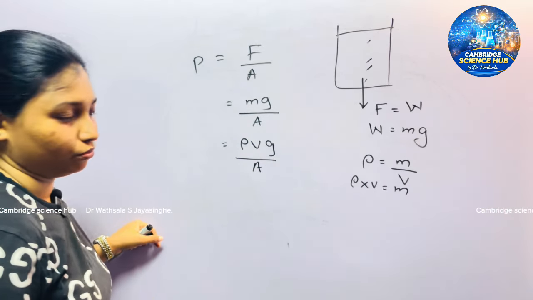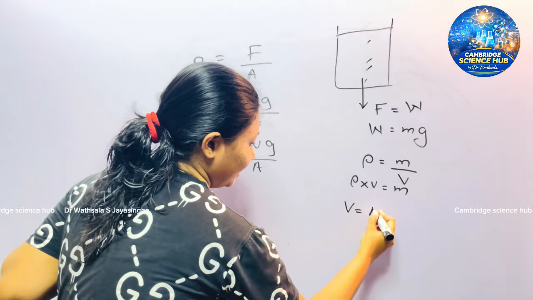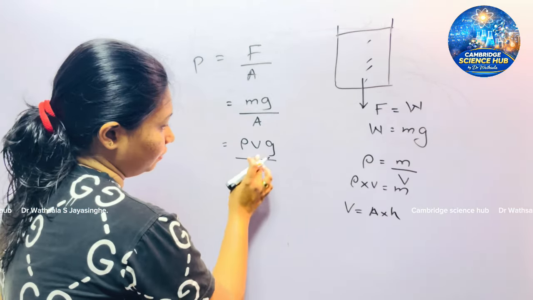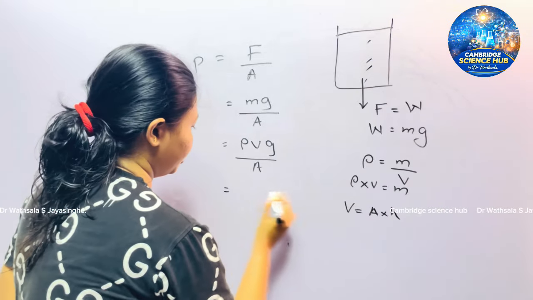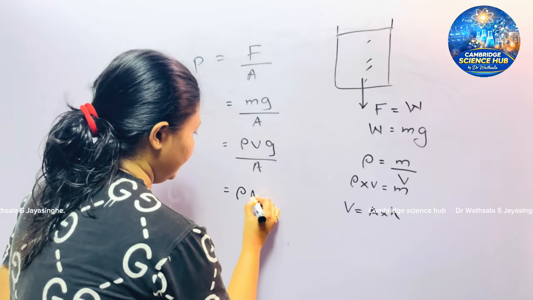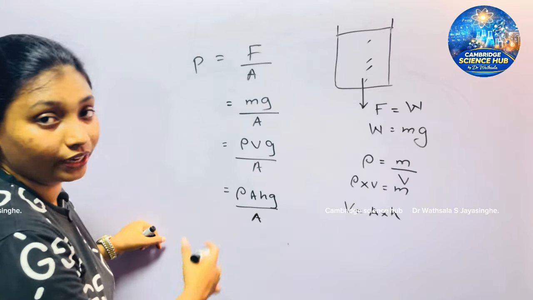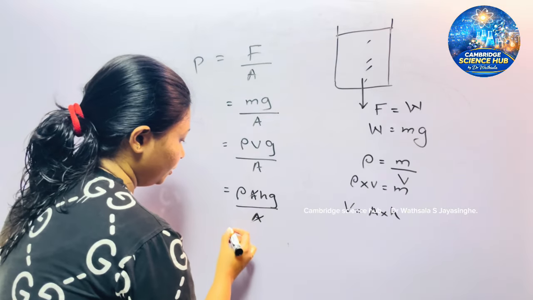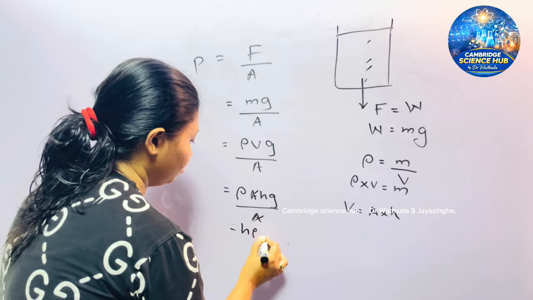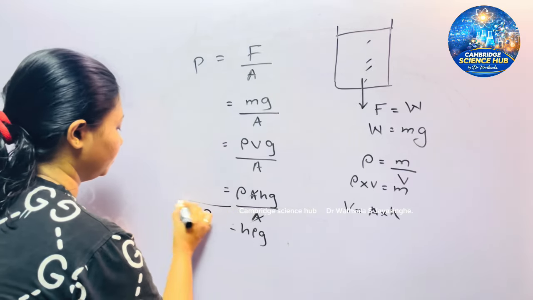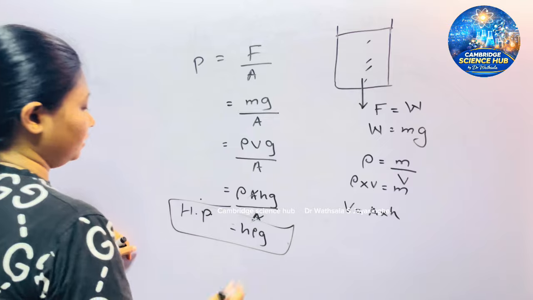Now what is volume? Volume means area multiplied by height. So instead of V, let's put A h, so rho A h g divided by A. Now area and area can be cut. So it is h rho g. Now this is the formula for hydrostatic pressure, h rho g.